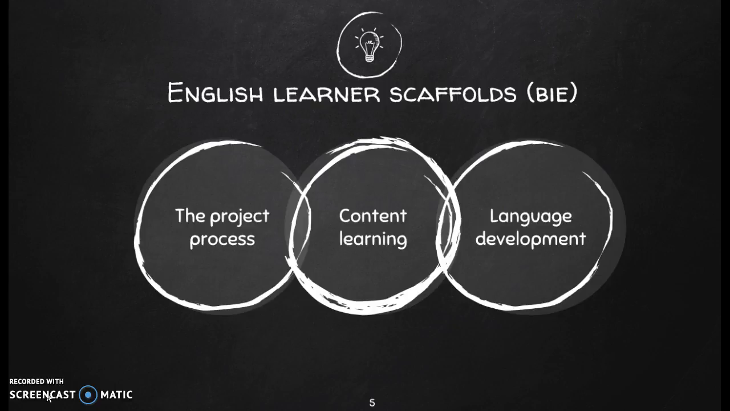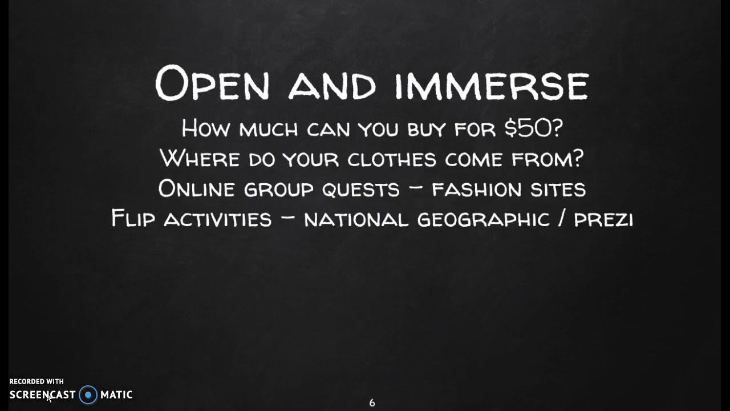The first part will be open and immerse, where I will be trying to stimulate the students' interest by asking them to go on sites and to find out how many clothes they can buy for $50. They will also have opportunities to look at National Geographic interactive activities and to go onto Prezi to find out where clothing comes from. So there'll be a lot of digital technology involved.